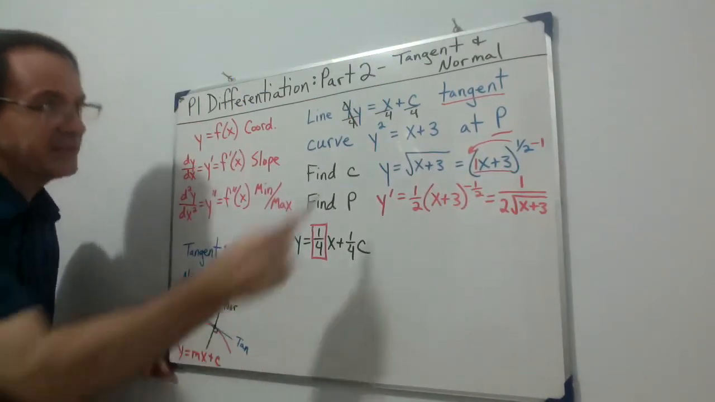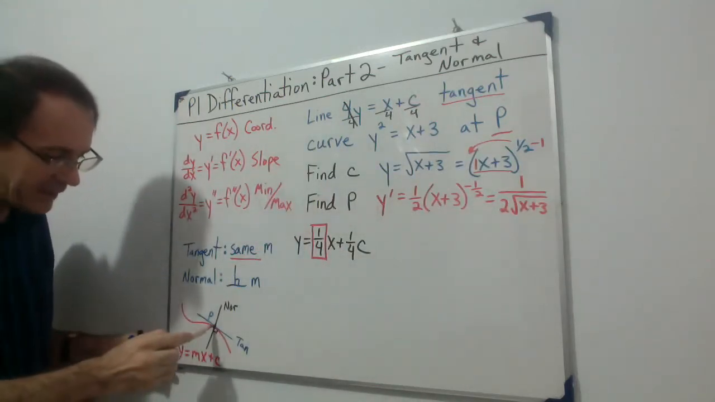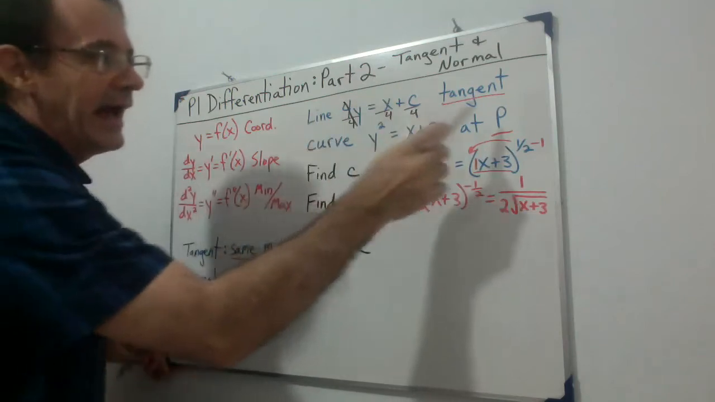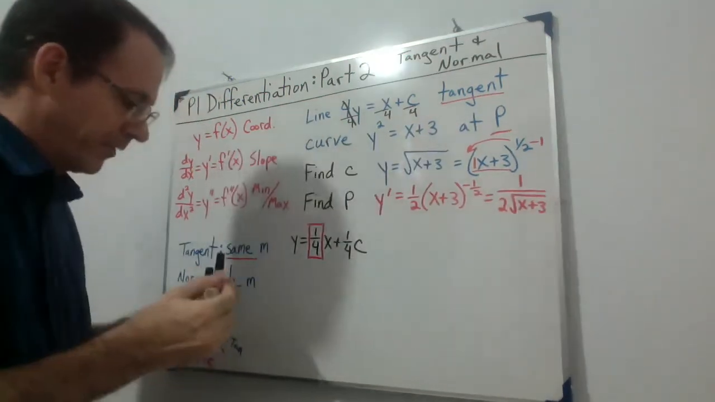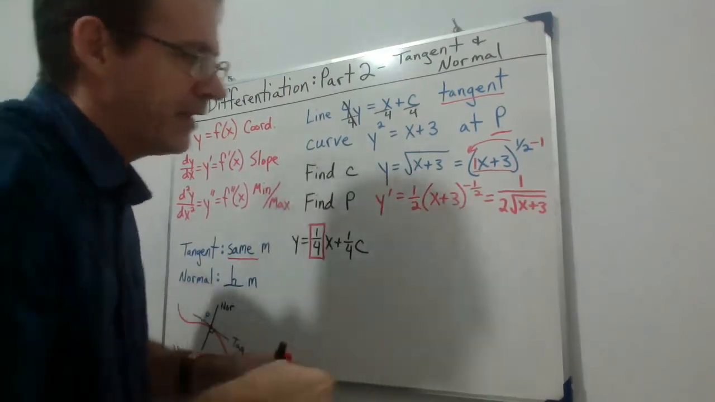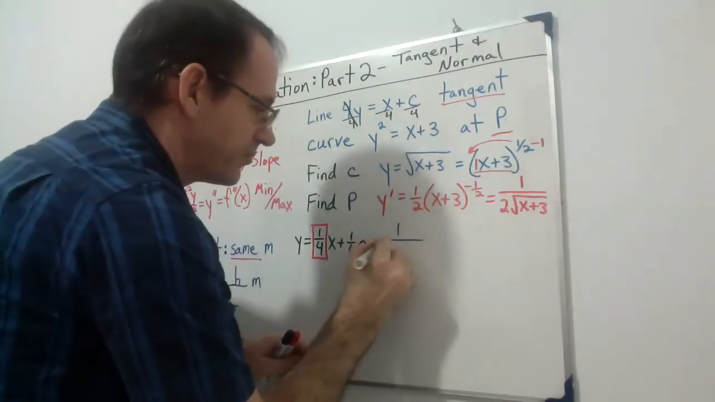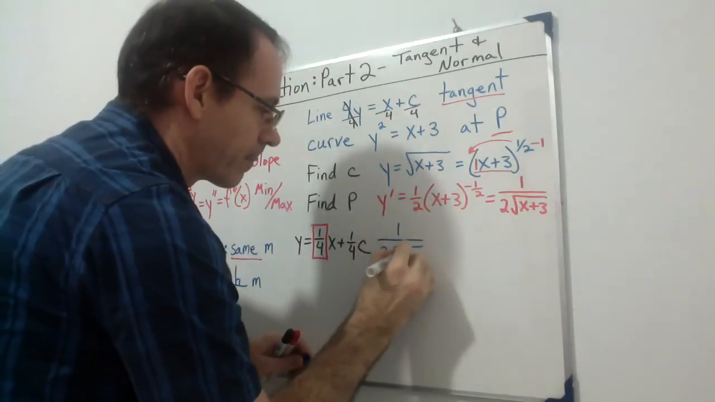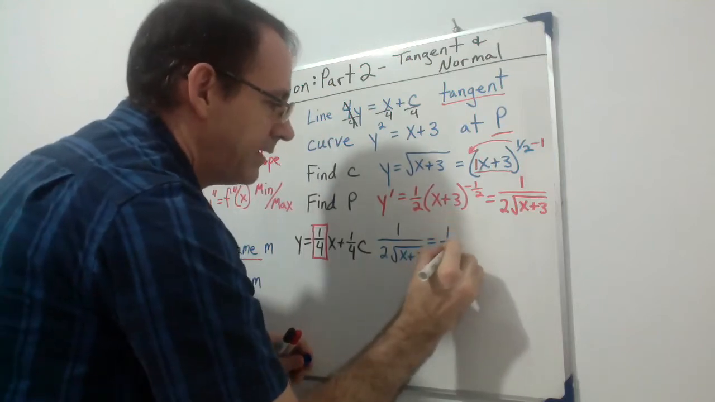Okay, here's our tangent line, here's the equation. Our slope is 1/4. That means the slope at P is 1/4, and here's the equation of the slope. So what we can do is take this, here's our equation for slope, and set this equal to 1/4.